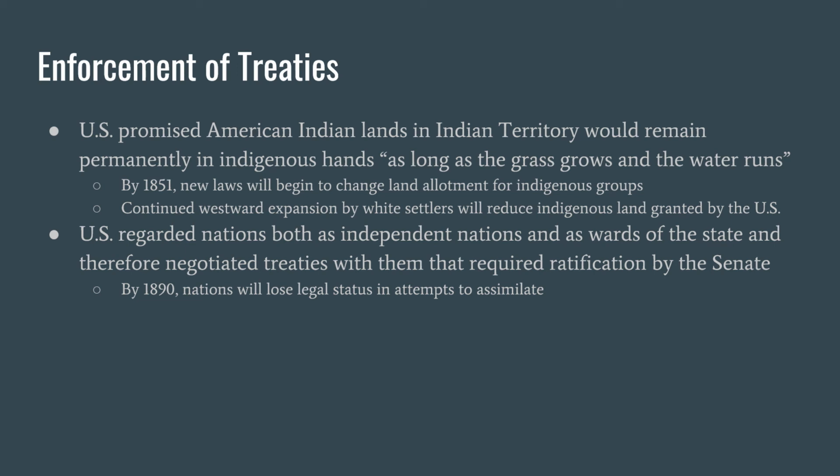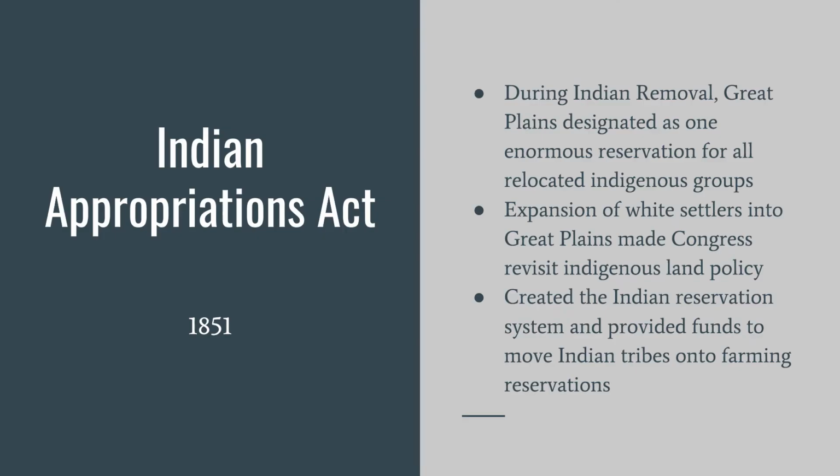We see that Oklahoma today is not all sovereign land for Indigenous communities. Very little of Oklahoma is actually Indigenous land. But we're also going to see that by 1890, these Indigenous nations are going to lose a lot of legal status in order to try and assimilate those groups into what becomes traditional American society.